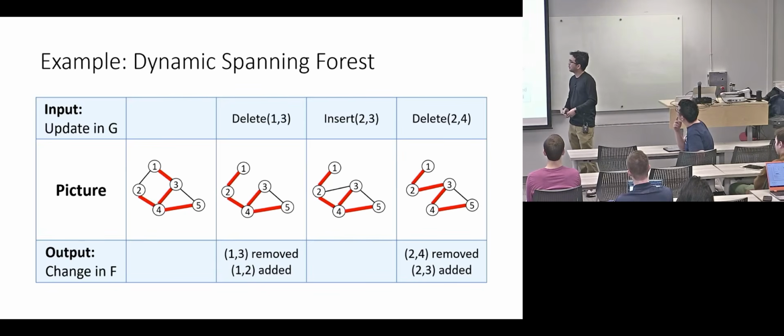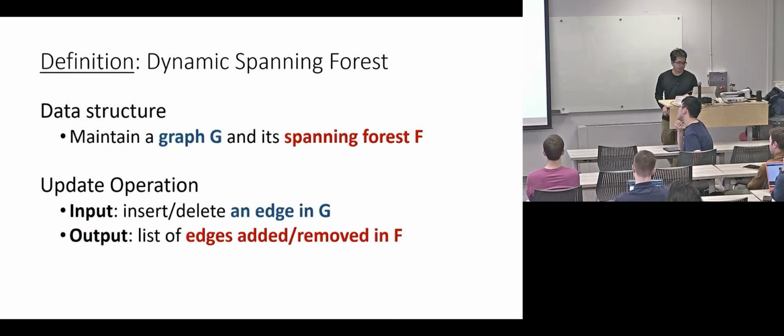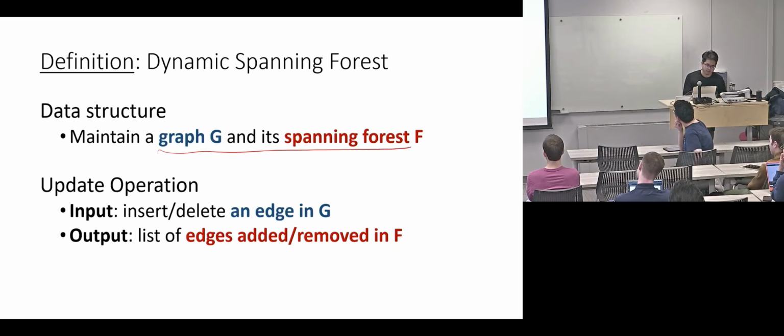So here you can get an algorithm that rebuilds the spanning forest from scratch. The update time is linear. Can we do faster? That's the question. So this is the question that we want: we want to maintain a spanning forest in the graph, and each update is an insert or delete of an edge in the graph, and you want to output how we change the forest.